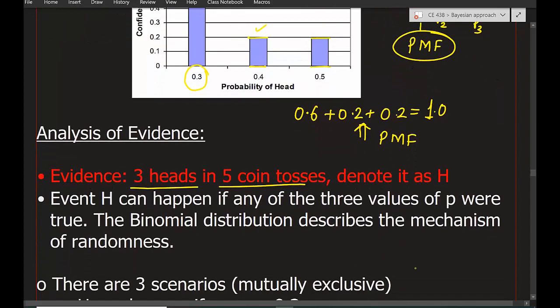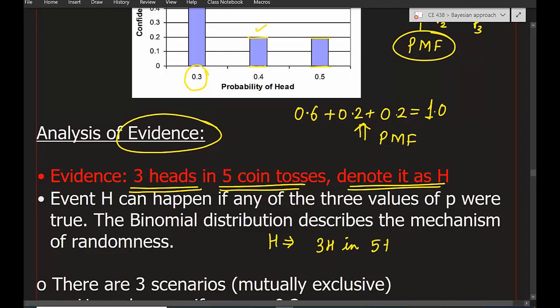Now let's say we perform an experiment and get some evidence from the data. We flip the coin 5 times, that is 5 coin tosses, and I get 3 heads. Let's denote this event by H. So H is nothing but 3 heads in 5 tosses.